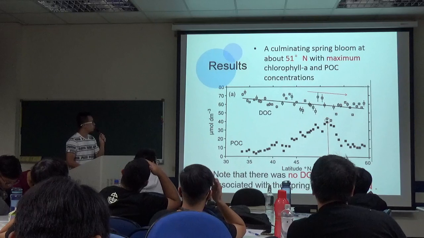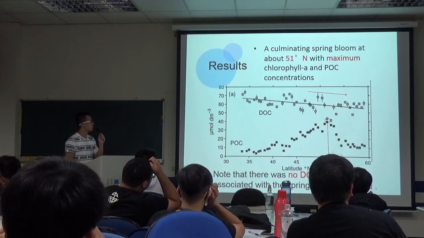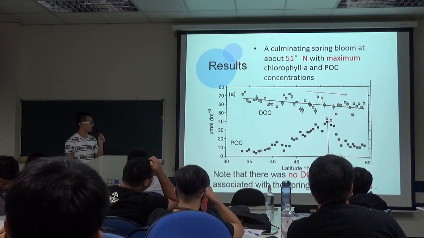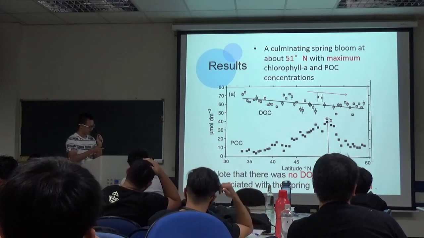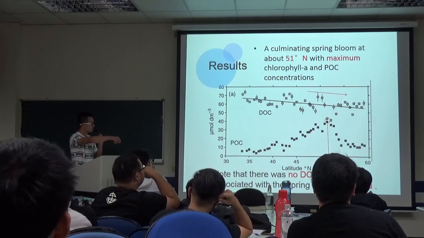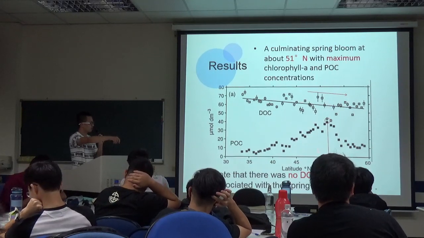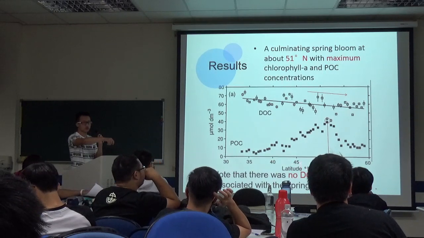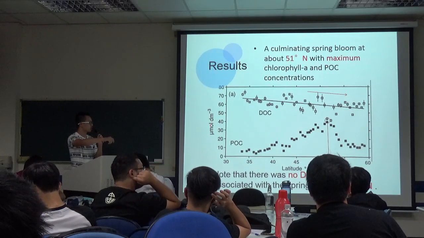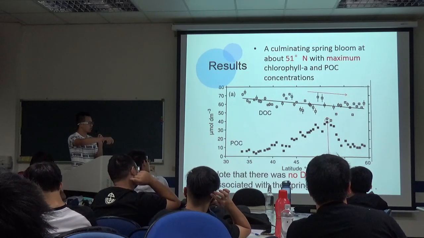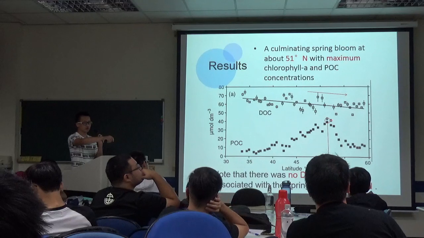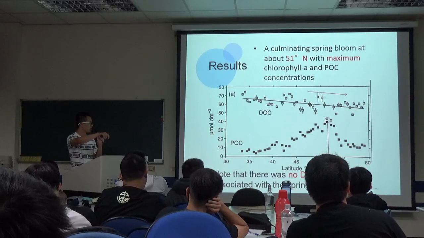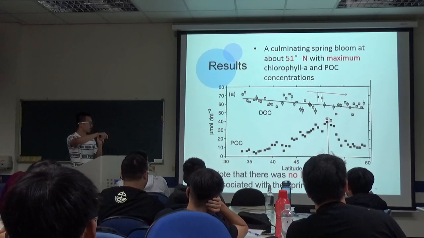Results. We found an accumulating spring bloom at about 51 degrees north with maximum chlorophyll A and POC concentration. You can see this picture. The x-axis is the latitude in north, and the y-axis is the concentration. You can see at 51 degrees north, the POC has a maximum concentration. But note that there was no DOC maximum associated with the spring bloom at 51 degrees north.